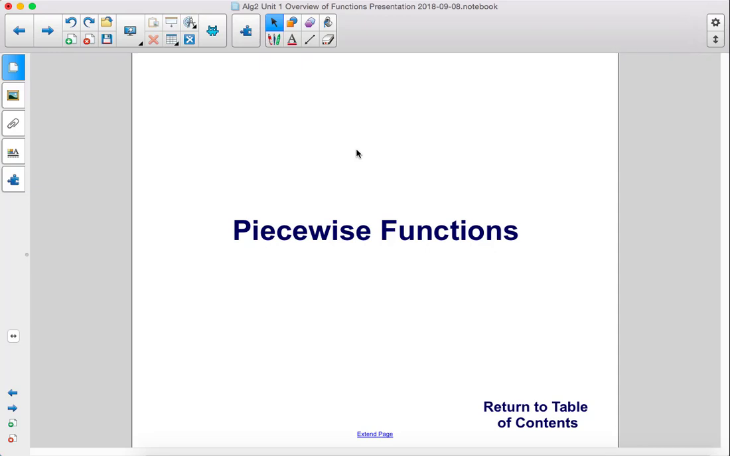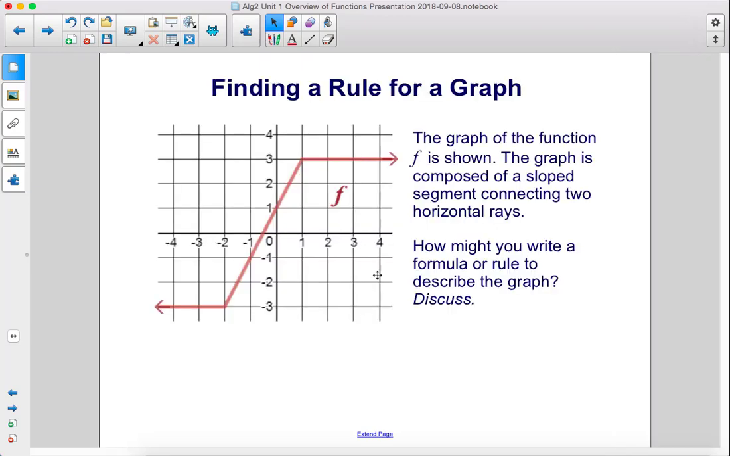Piecewise functions. The graph of the function f is shown. The graph is composed of a sloped segment connecting two horizontal rays. How might you write a formula or rule to describe the graph?